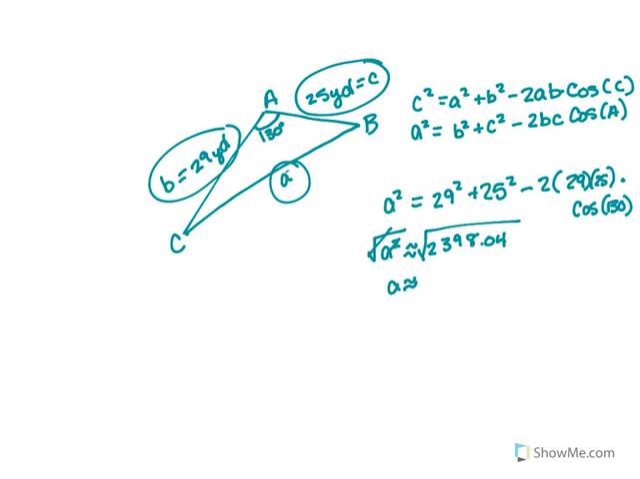So you should get approximately 49 if you were to round to the nearest tenth, and that's yards. So this is 49 yards. Make sure you fill it in on your triangle.